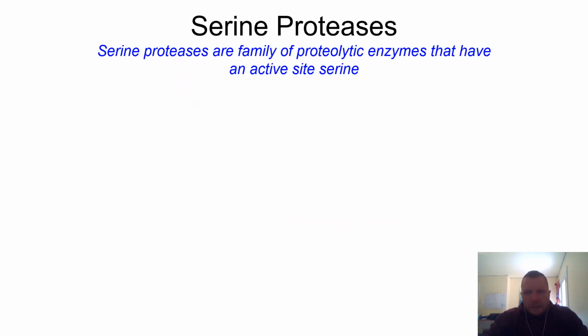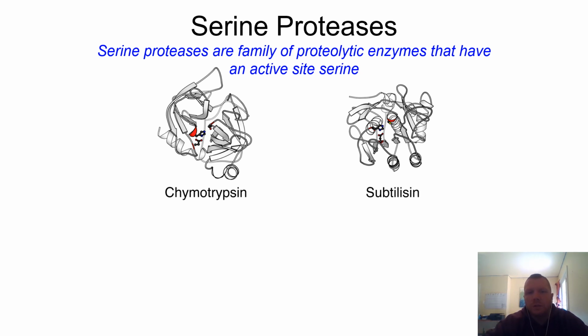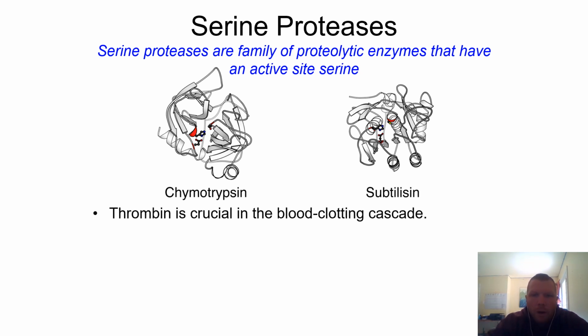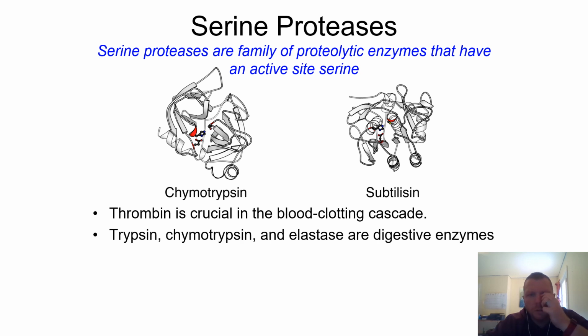Now, an example of a complicated or pretty cool family of enzymes is our serine proteases. Serine proteases are a family of proteolytic enzymes that have an active site serine. Two examples are chymotrypsin and subtilisin. Thrombin is also a serine protease, and thrombin functions in blood clotting. It cuts proteins that ultimately are going to be factors in, I believe, preventing blood clotting. I can't remember exactly in that sequence.